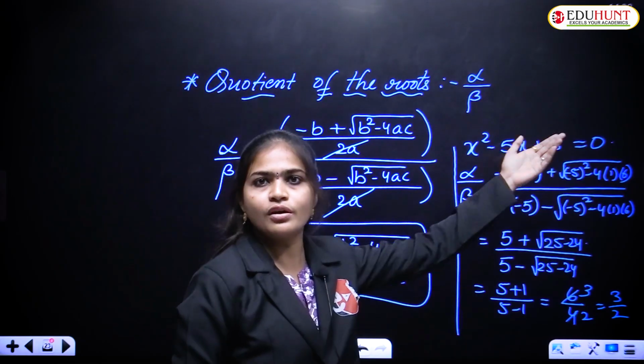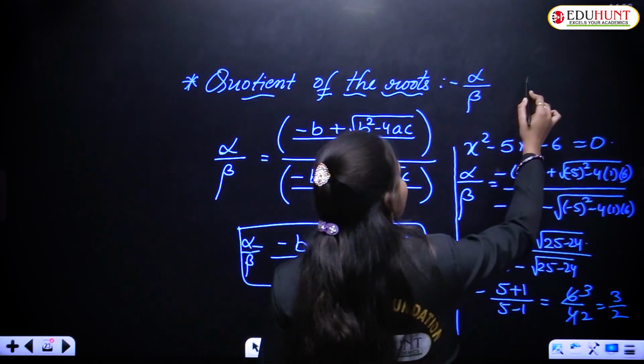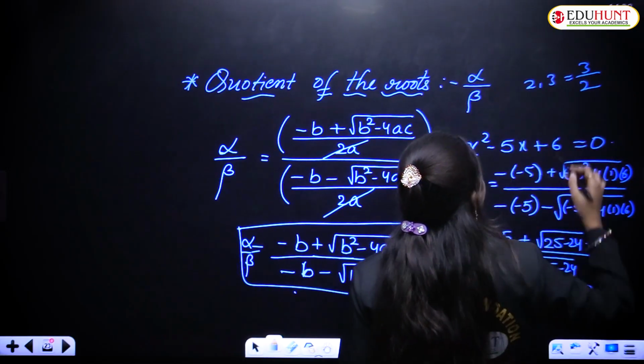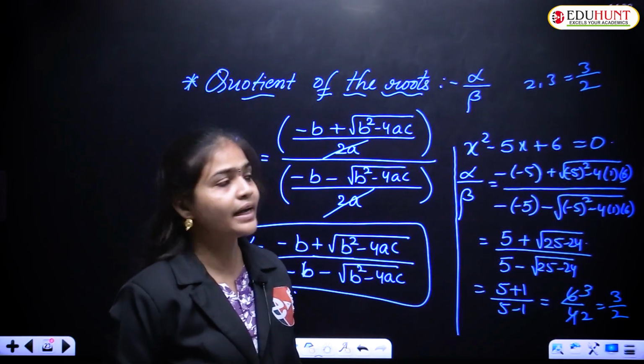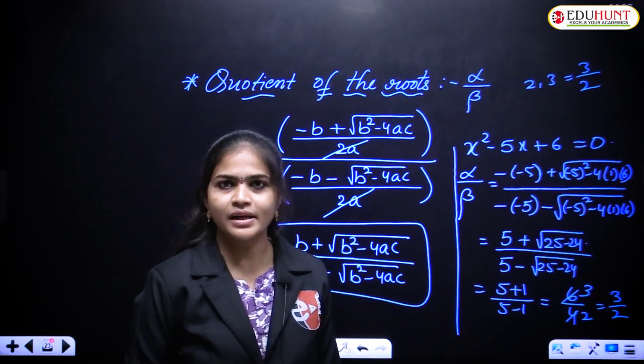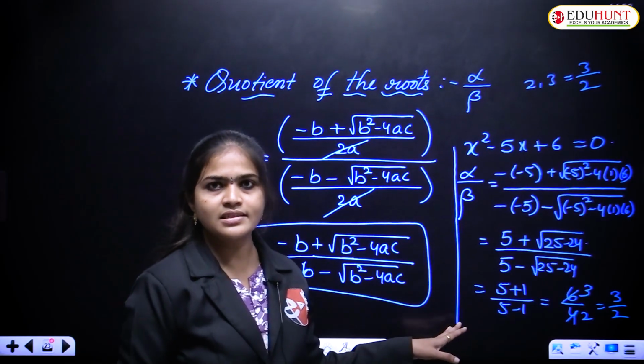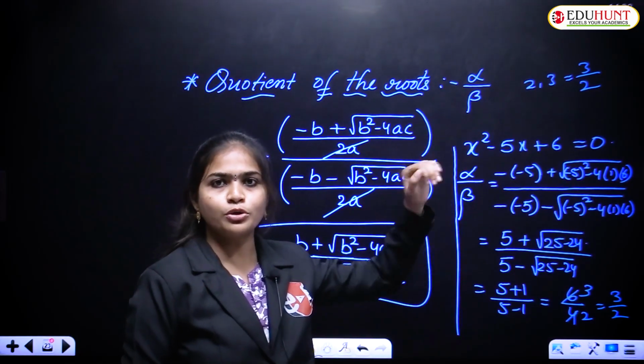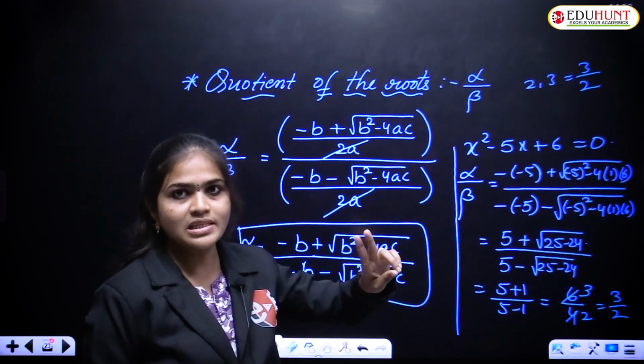So what are the roots of that given equation? We know that here 2 comma 3. So its product is, its ratio is 2 by 3 or 3 by 2. Am I clear, children? Did you understand this? So why madam here we are getting changes, here 3 by 2 or 2 by 3? Children, here 2 roots I said.